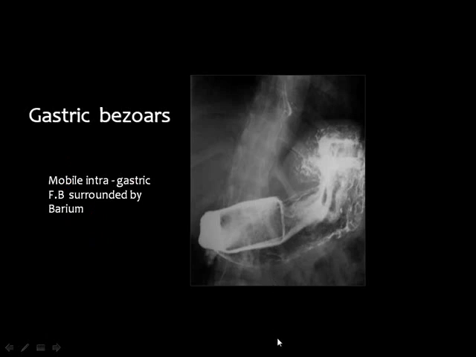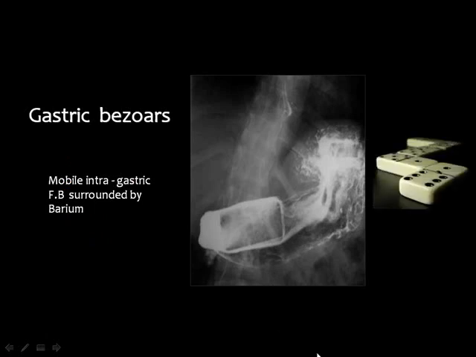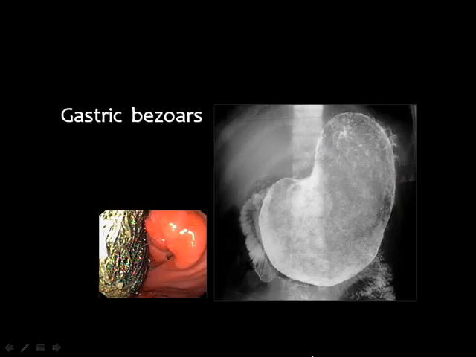Yes. Super. Any other possibilities? Glass. Okay, this is the foreign body. And you have two of these foreign bodies inside the stomach. This one in the fundus and this one in the pyloric canal. Sorry?